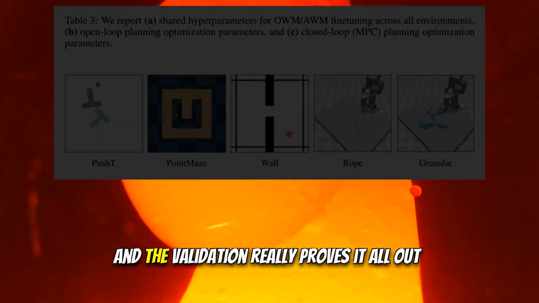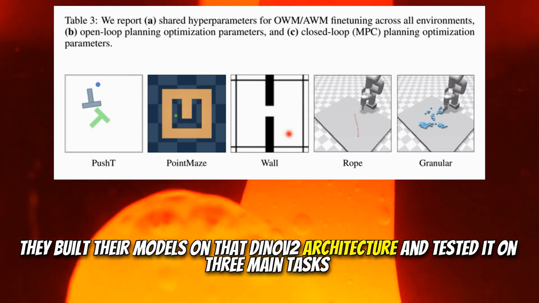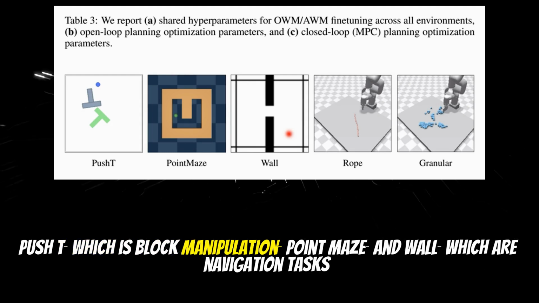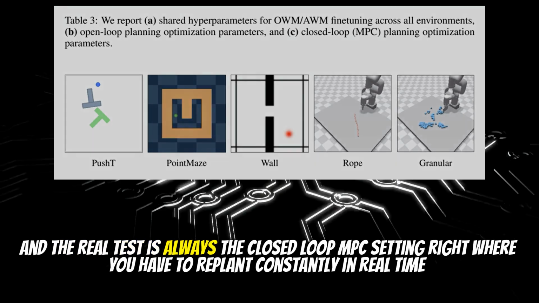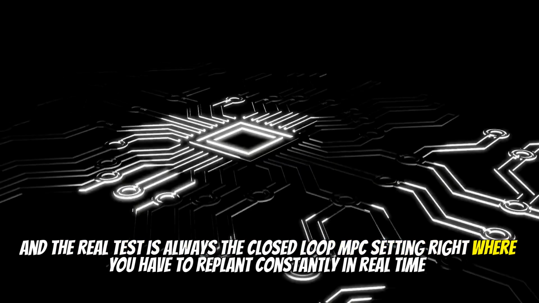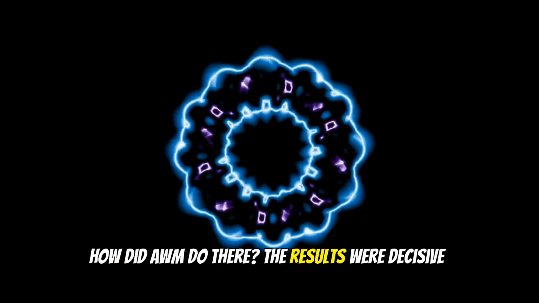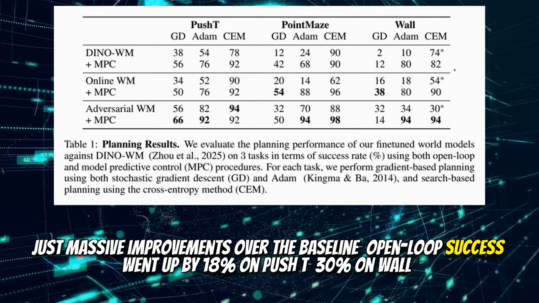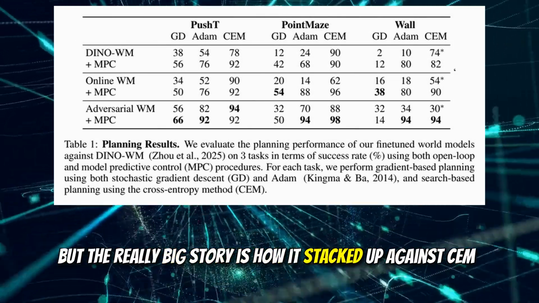Oh, wow. And the validation really proves it all out. They built their models on that DINOv2 architecture and tested it on three main tasks: Push-T, which is block manipulation, and point maze and wall, which are navigation tasks. And the real test is always the closed-loop MPC setting, right, where you have to replan constantly in real time. How did AWM do there? The results were decisive. Just massive improvements over the baseline. Open-loop success went up by 18% on Push-T, 30% on wall. But the really big story is how it stacked up against CEM.